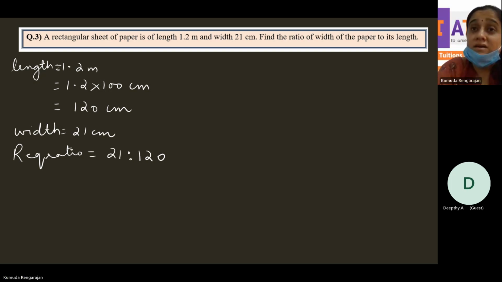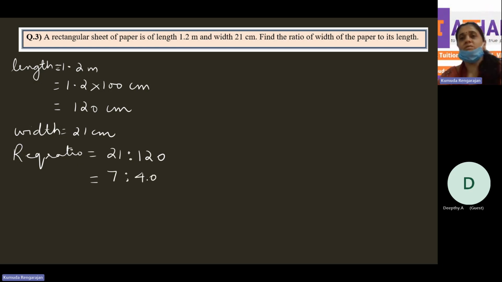7 is to 40. Very good. So in the tables of 3, 7s are 21, 3 40 times... 120. Very good.